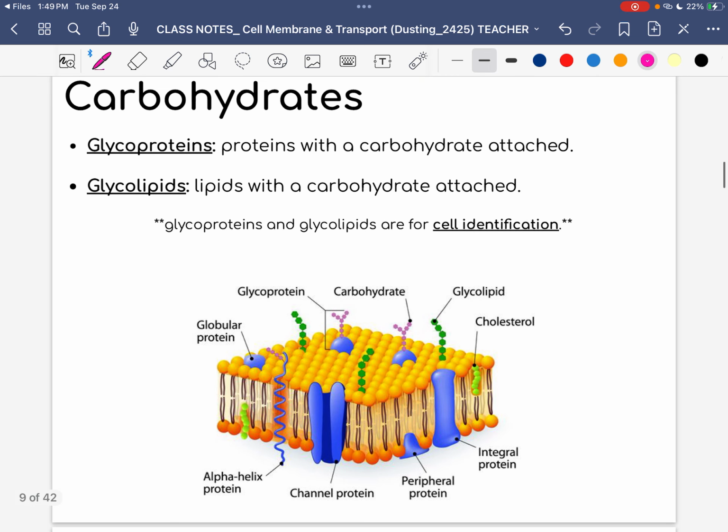Okay, so we did talk about this just a second ago. Carbohydrates can stick to proteins, or they can stick to lipids. So whenever you have a protein with a carbohydrate, we call that a glycoprotein. And when you have a lipid attached to a carbohydrate, we call that a glycolipid. So the word glyco equals sugar, or in other words, carbohydrate.